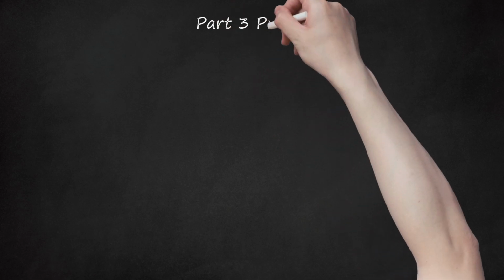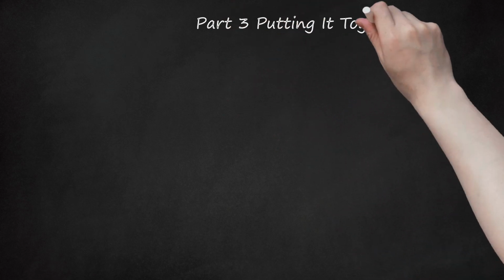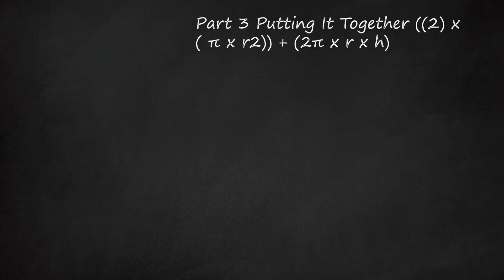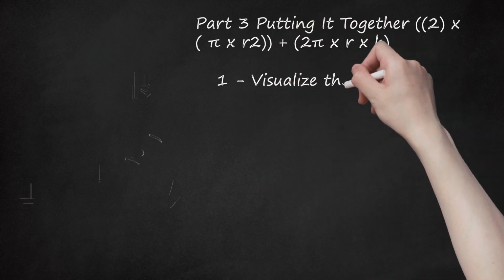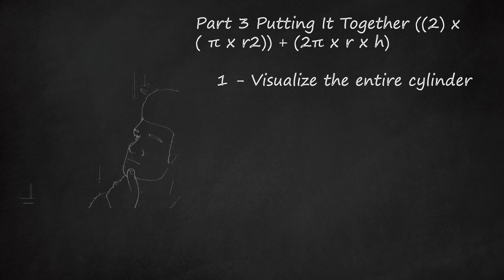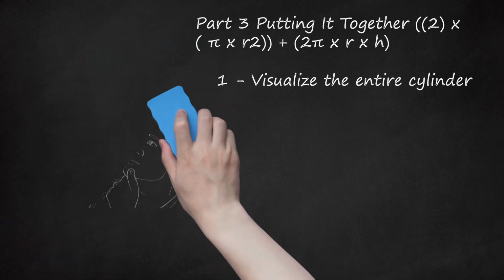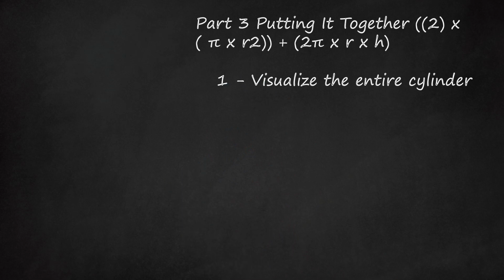Part 3. Putting it together, 2 times pi times r squared, plus 2 pi times r times h. 1. Visualize the entire cylinder. First, you visualized the top and bottom base and solved for the area contained on those surfaces. Next, you thought about the wall that extends between those bases and solved for that space. This time, think of the can as a whole, and you are solving for the entire surface.